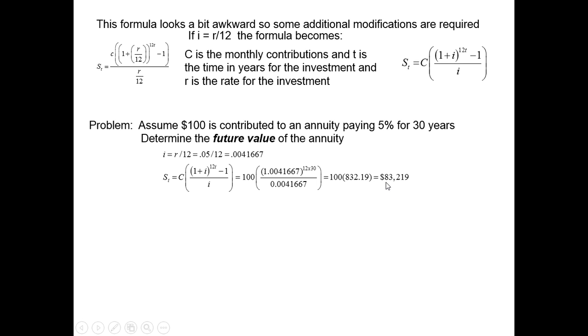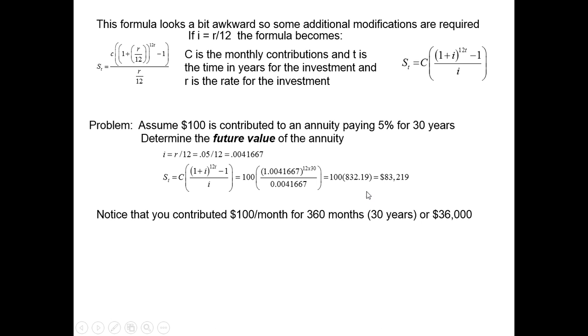So we end up with $83,219. So what did you actually make in interest? Well, honestly, you made more in interest than you contributed, because you only contributed $100 a month for 30 years, and 30 years at 12 months per year is 360 months. So you contributed $36,000, but you made $83,000. So obviously you've made $47,000 in interest. Not bad. That's why it's an investment.